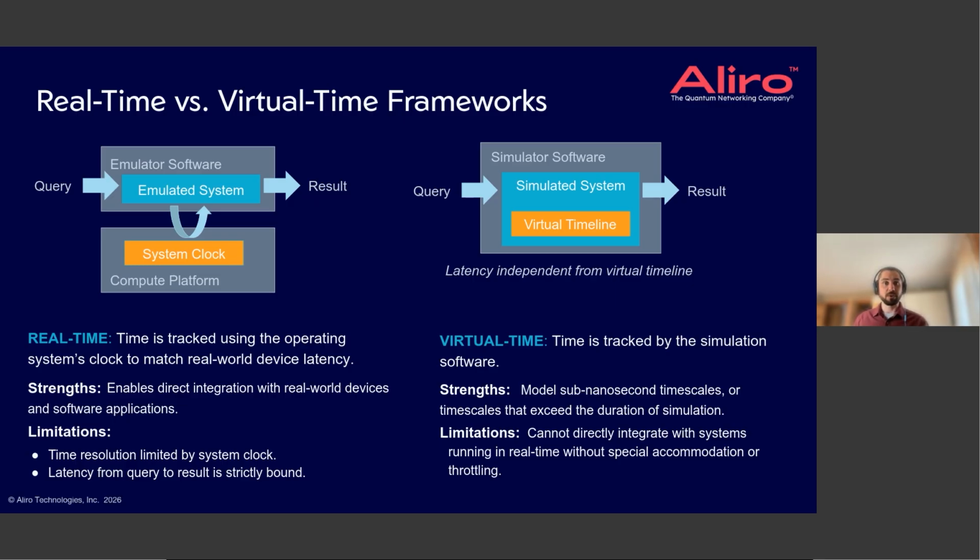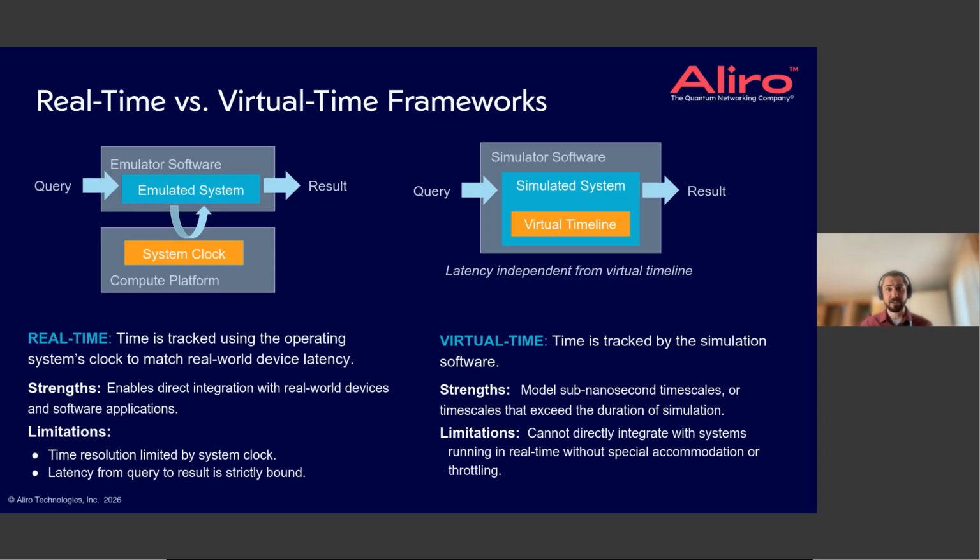So this is very useful because it has no relation to the outside world. This means that a simulation can simulate both very, very short timescales that go well below our timekeeping resolution, or we can also simulate on timescales that go much longer than the amount of time that we would like to wait for results. There's no correlation between the virtual timeline and the real world timeline that we experience.